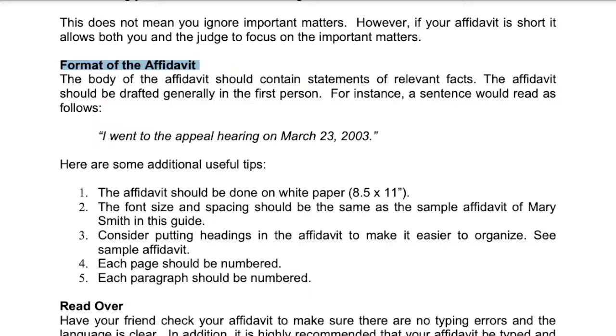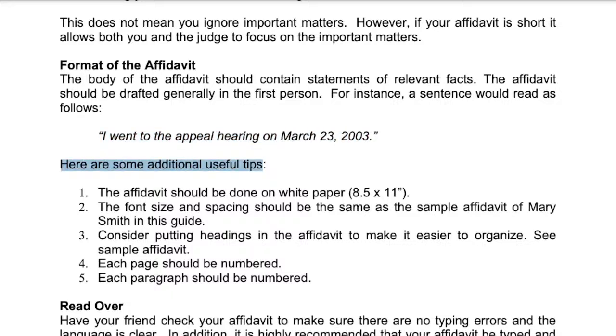Format of the affidavit. The body of the affidavit should contain statements of relevant facts. The affidavit should be drafted generally in the first person. For instance, a sentence would read as follows. I went to the appeal hearing on March 23rd, 2003.